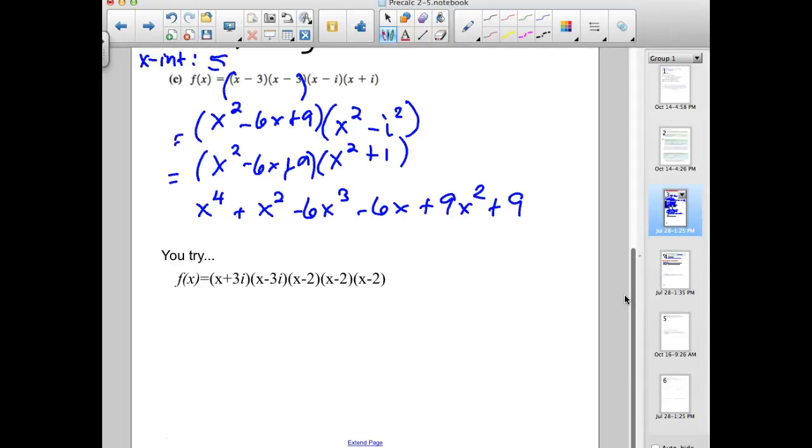And then putting that in standard form and combining all our like terms, we have an x to the 4th. We have a negative 6x cubed. We have a positive 10x squared. And we have a negative 6x and a positive 9.